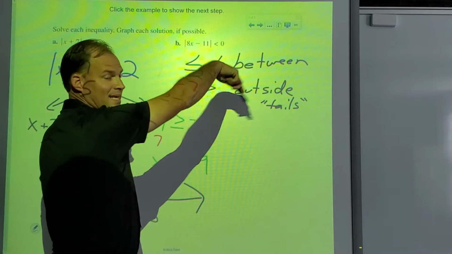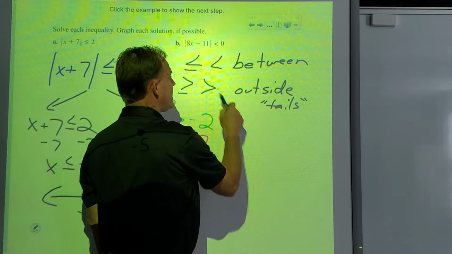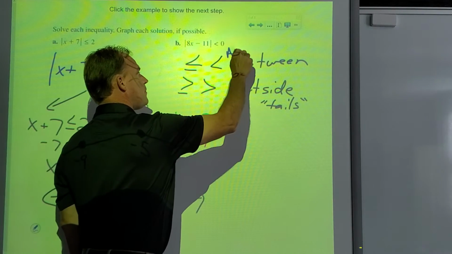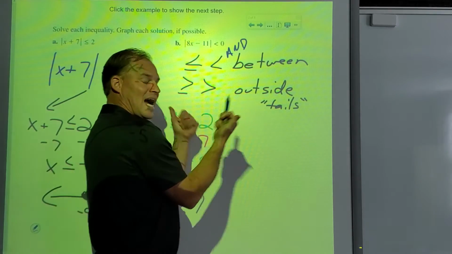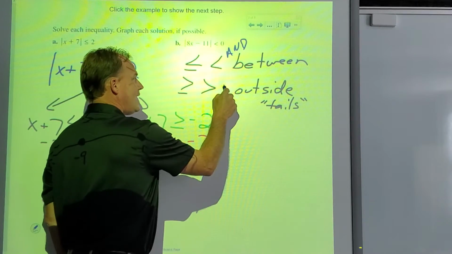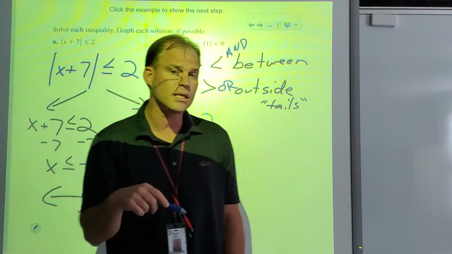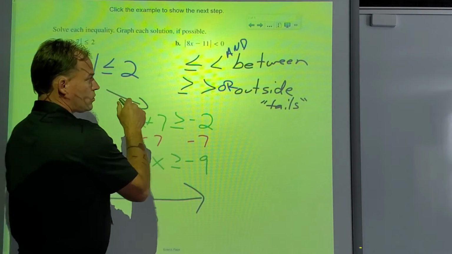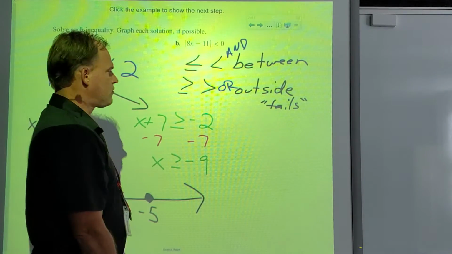So, write that down in your notes. Less than or equal or less than, you shade between. This is an and problem. Forgot to write that in there. Greater than or equal, greater than, you shade the outside part. You say the tails. That's an or problem. We talked about and or problems last week. So that is not a new concept. If you don't remember ands and ors, go back and watch the videos from last week.